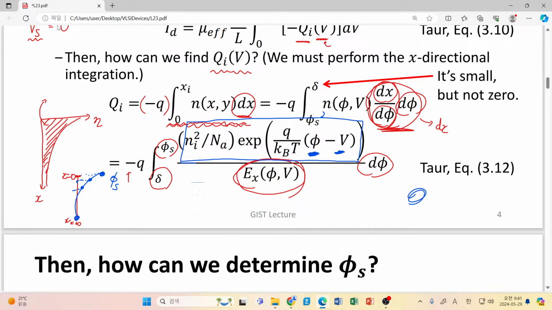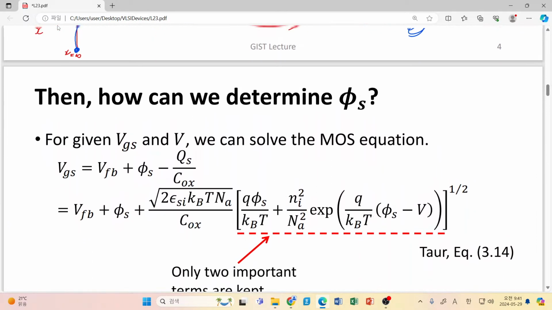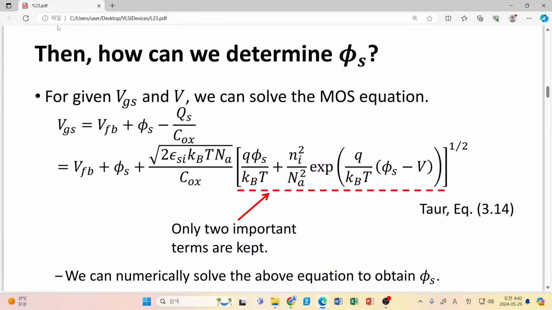So yes, although it looks quite complicated, I just insert our usual expression for our electron density. Then please note that when we change the integration bound, it should be this surface potential, but that surface potential can be simply calculated from our MOS equation. So this is our MOS equation.